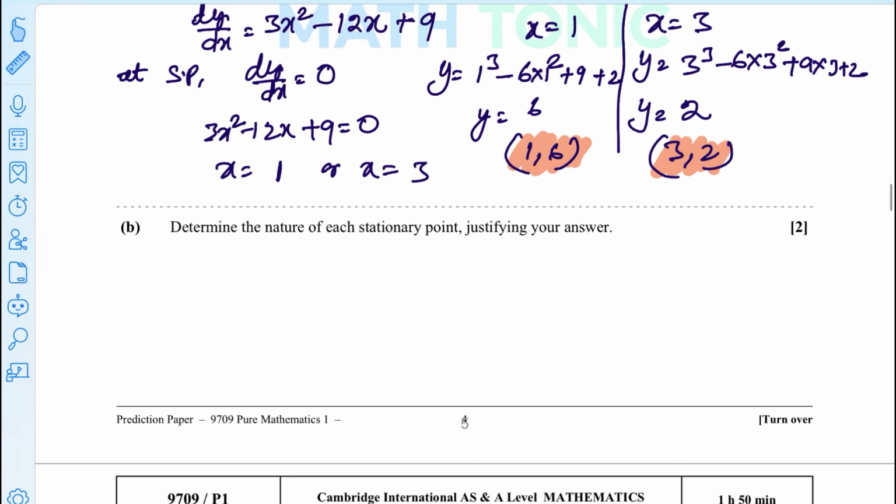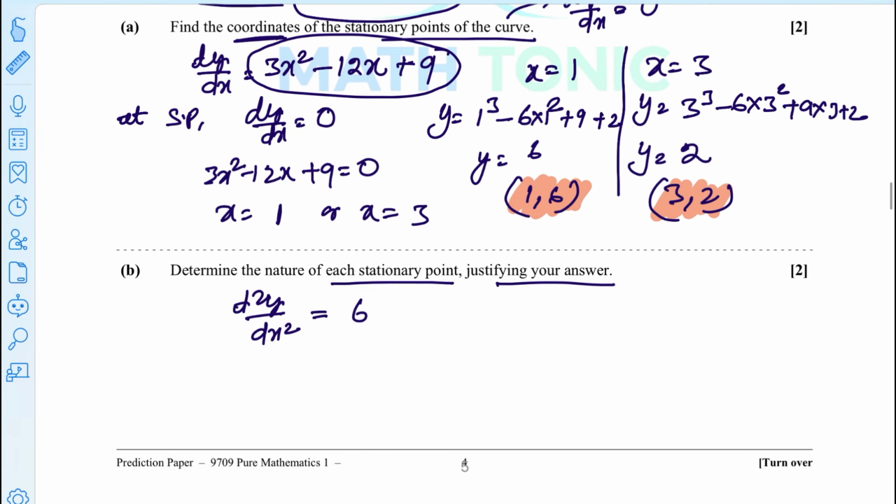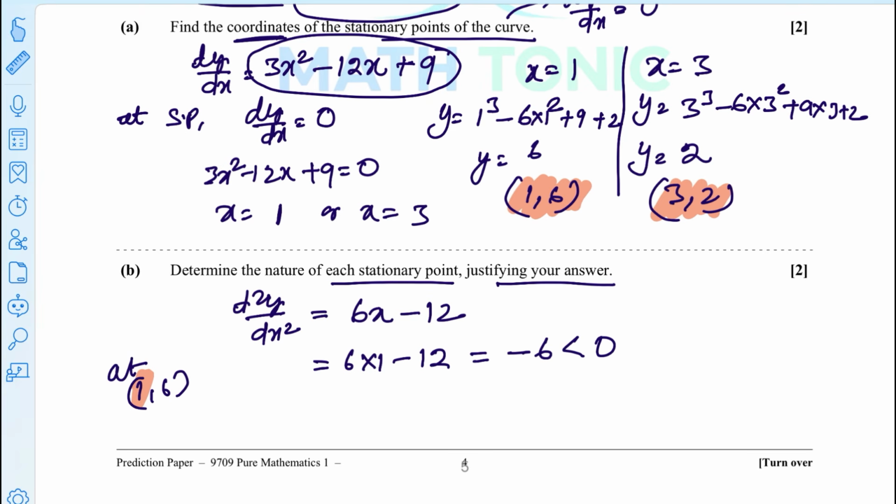Okay. Next, determine the nature of each stationary point, justifying your answer. We know that we have to go for the double differentiation. So d squared y over dx squared equals, I need to differentiate this again, so it will be 6x minus 12. Now at 1 comma 6, what is the value of x we have? 1. I'll put it here. So 6 times 1 minus 12 equals minus 6, which is less than 0. So we can say this is a maximum point.